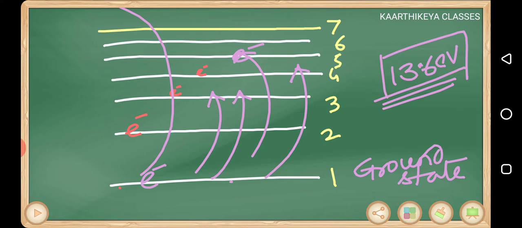So here also, when the electron jumps into the higher levels, it won't stay there for a long time. It will come back to the original level, which we call the ground state. Now when it is coming back, that is de-excitation, and it is going to form so many lines here.